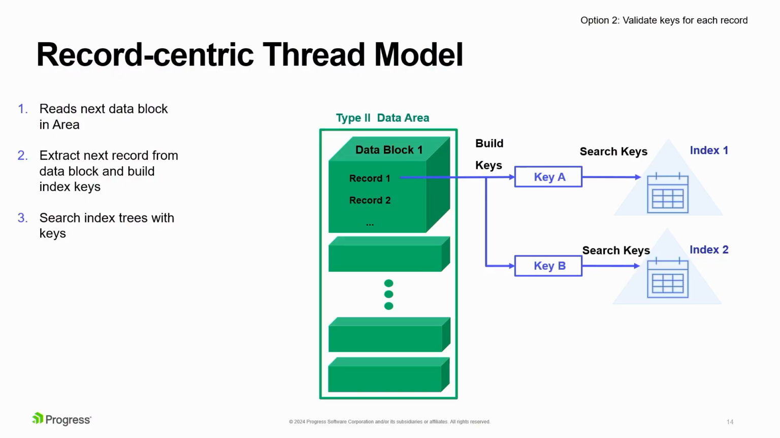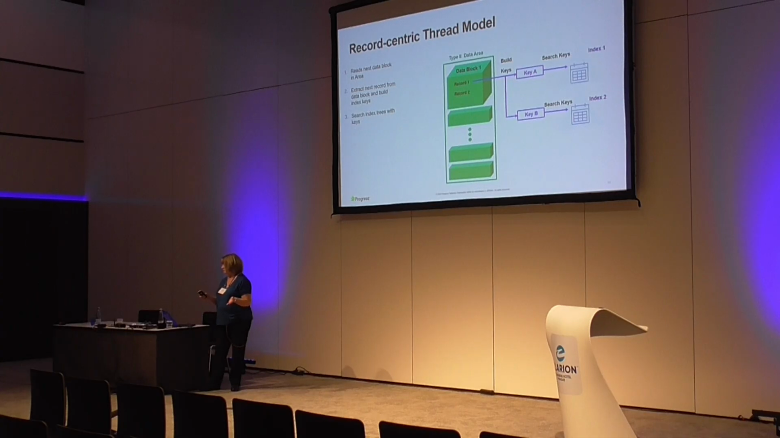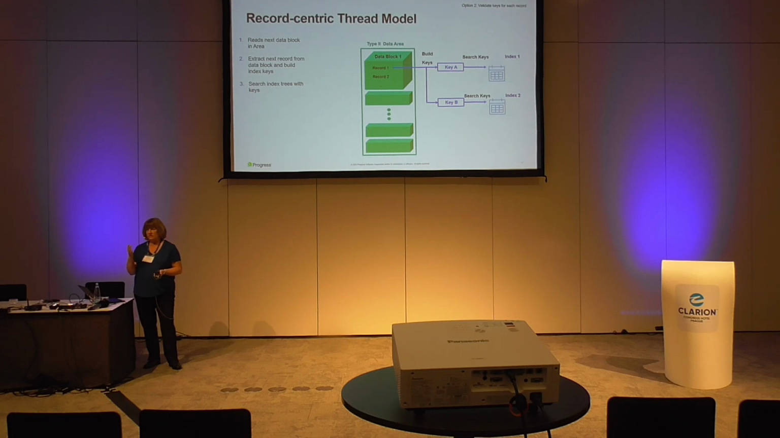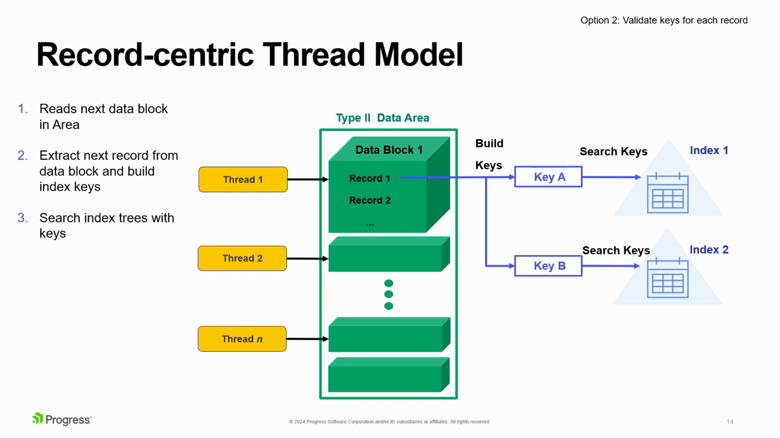So how the validation works, again, this is option 2 for index check. How the validation works is that we'll read the data block, the next data block in the area, and then it will extract the record from the data block and build the index keys fresh. And then it will search for those keys in the index, and that's how we get the cross-validation. The threads in this model operate on your different data blocks in your area, and so they just keep walking through until they get all done.